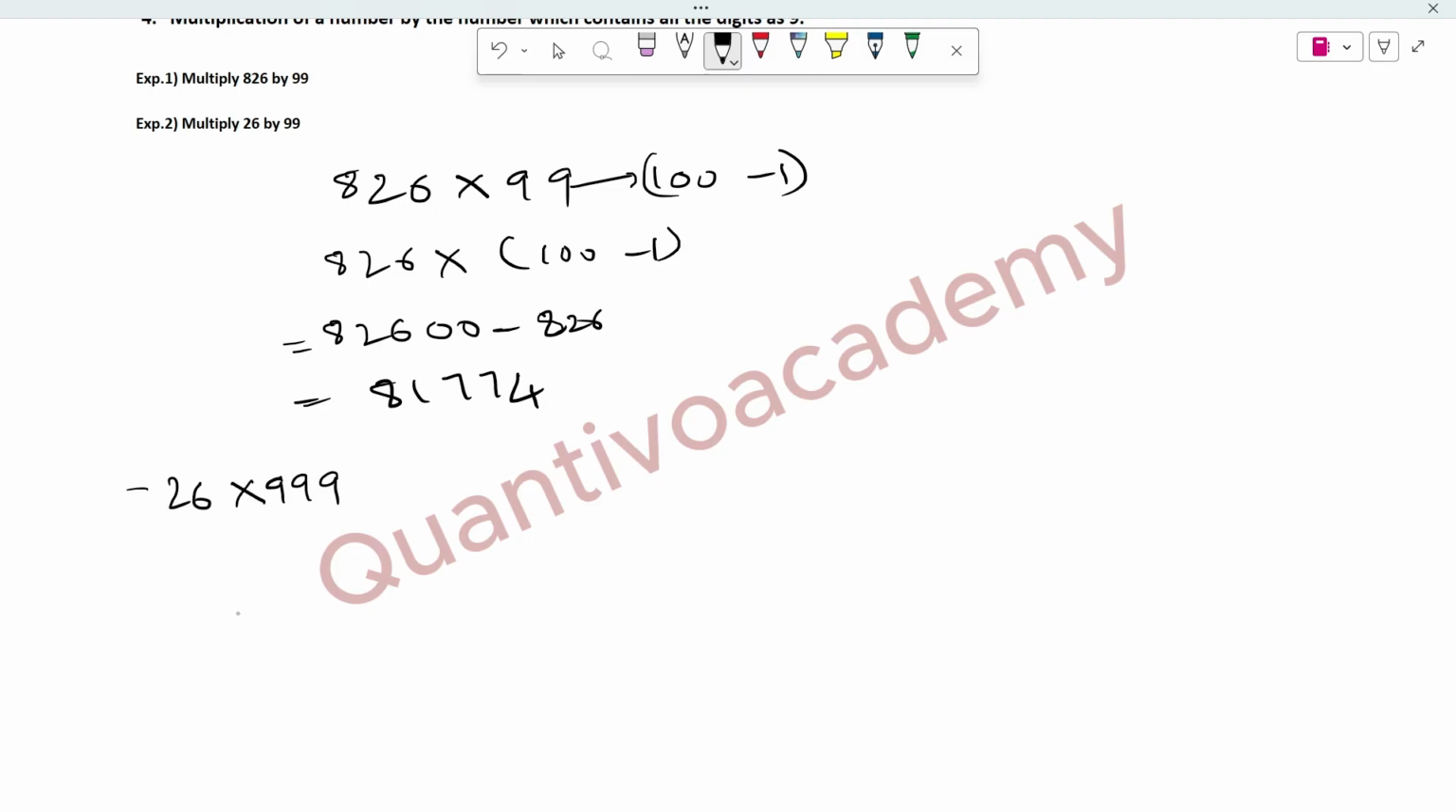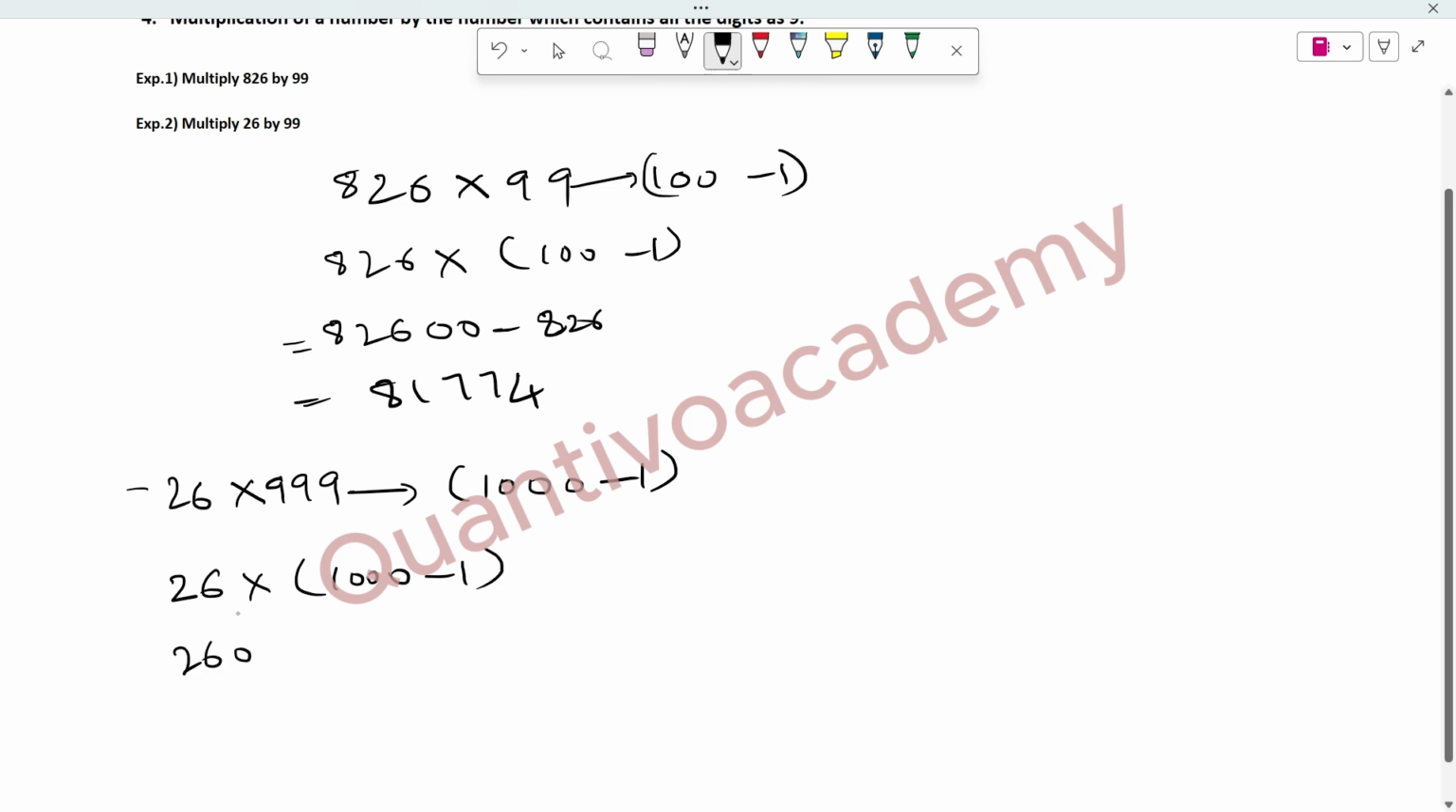What I can write? First thing, 999 can be written as 1000 minus 1. So now 26 into 1000 minus 1. So 26,000 minus 26. What will be the answer for these? Which is 25974.